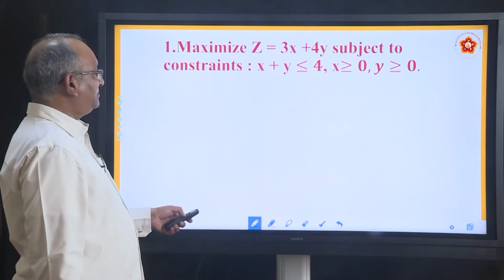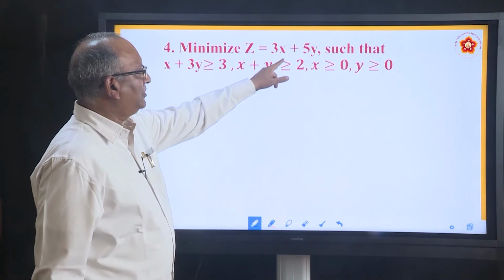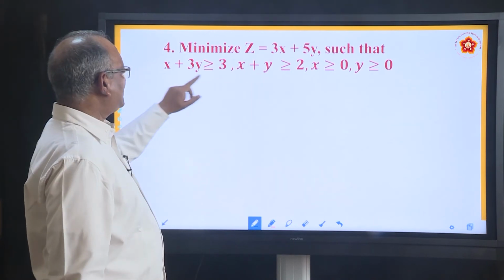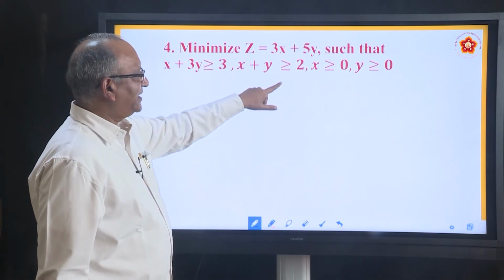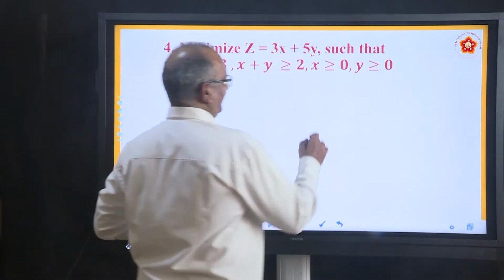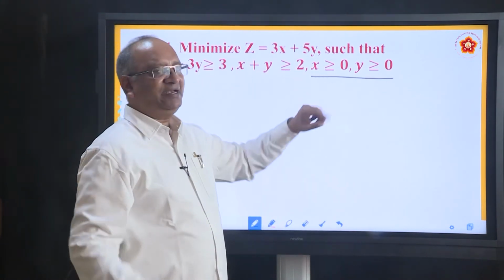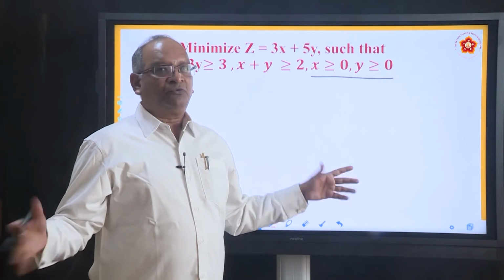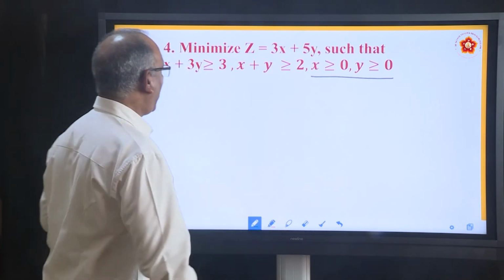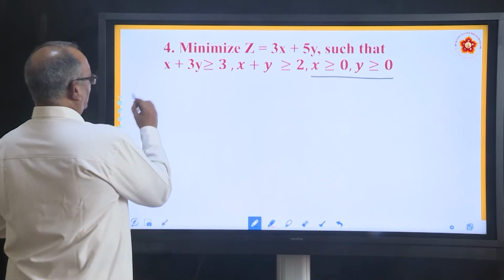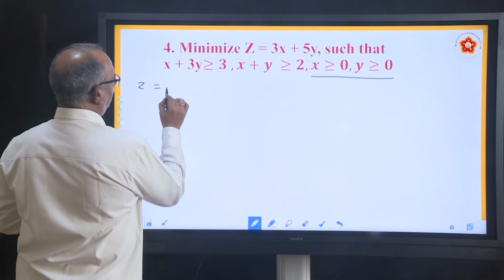Move to the next problem. He says maximize z equal to 3x plus 5y such that x plus 3y is greater than or equal to 3, x plus y is greater than or equal to 2, x is greater than or equal to 0, y is greater than or equal to 0. As I mentioned, it will be there in every problem, which we need not do. The moment you draw x and y axis, that is done. So, z is equal to 3x plus 5y.